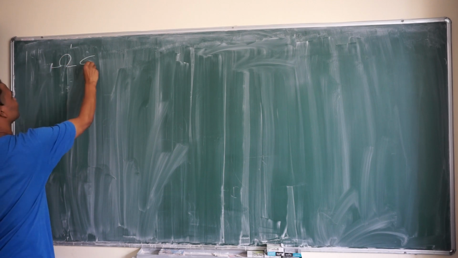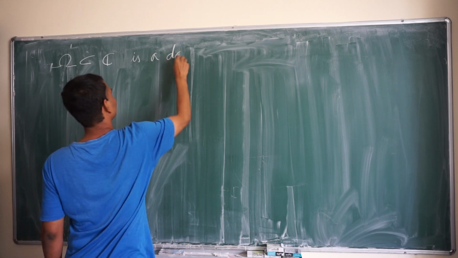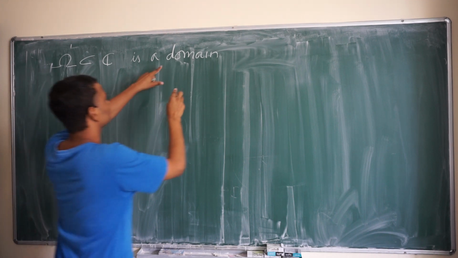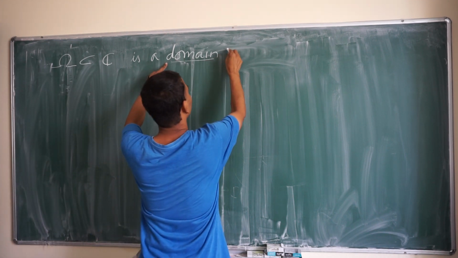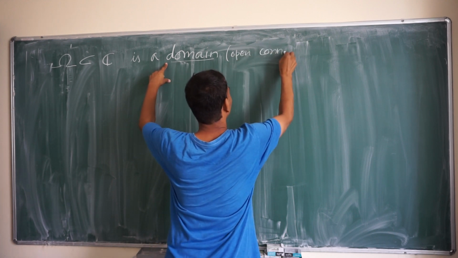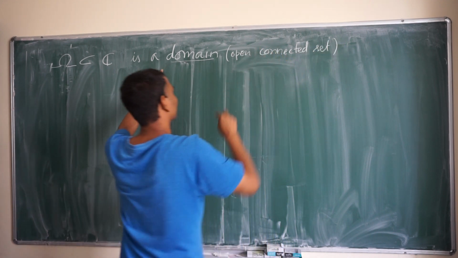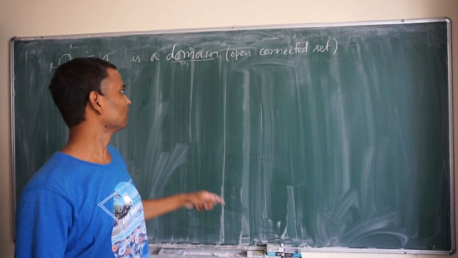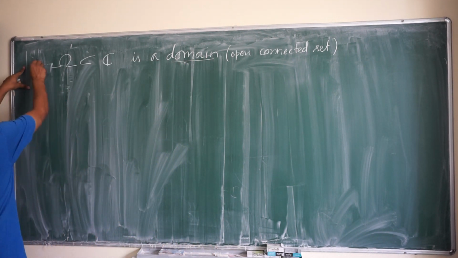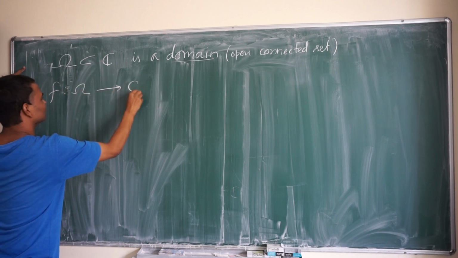So, suppose omega is a domain in C. Domain means open connected set. An open connected subset of C is called a domain in C. So we consider a domain and consider a function from omega to C.